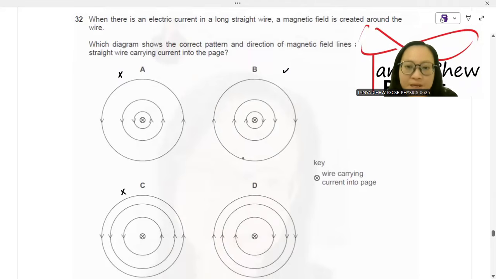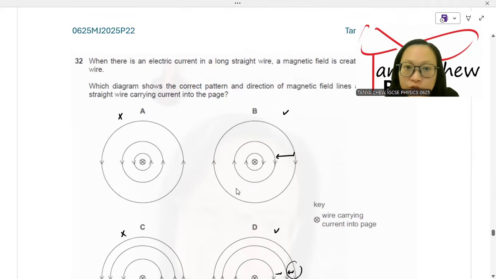It is between B and D. Why can I not accept D as the answer? Because these magnetic field lines are closer. They cannot be closer when they get away from the current. Why? Because the magnetic field depends on the current. The further away from the current, the weaker the magnetic field. So you have to draw the gaps between the magnetic field lines getting bigger and bigger. So that is why the correct answer is B.